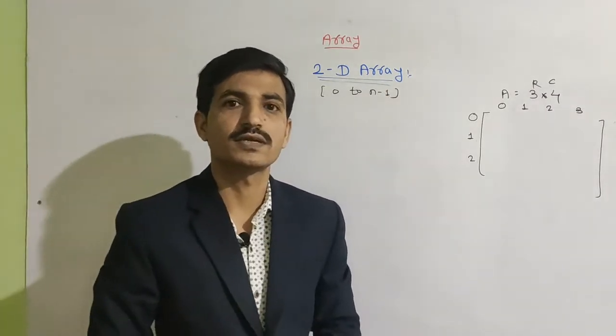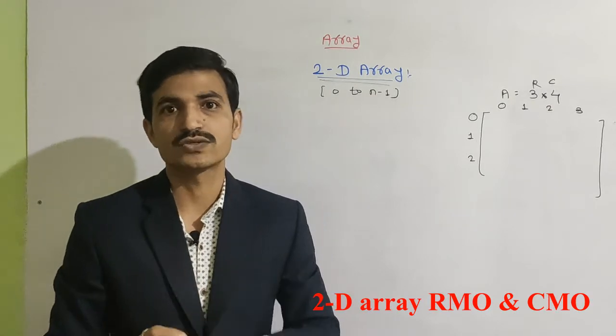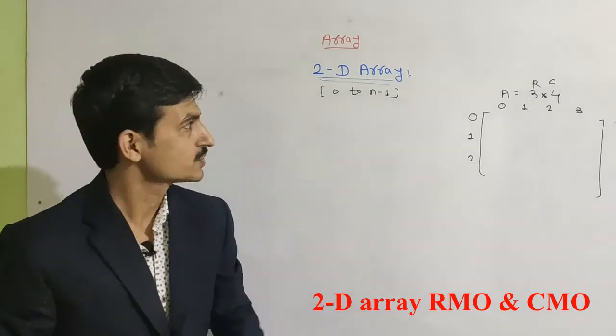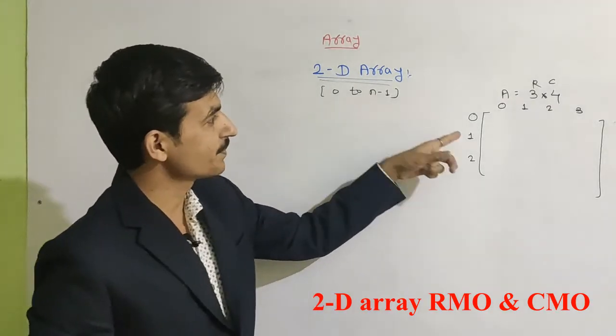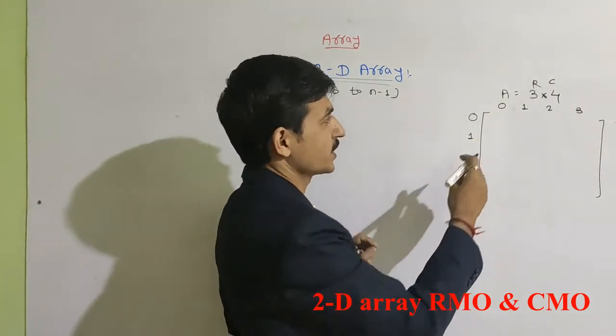But in some cases, it may start from 1. In many GATE exams, it is given that it should start from 1 to n. So that also we'll see. But first, in this example, the array index starts from 0 to n minus 1.